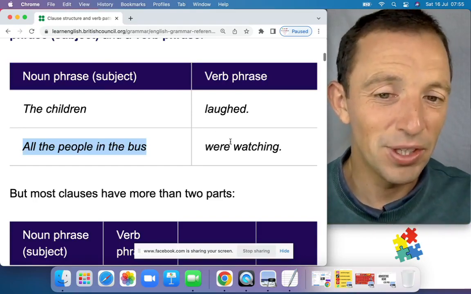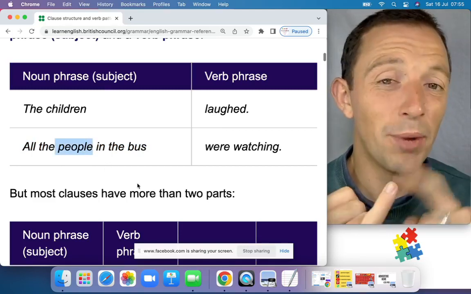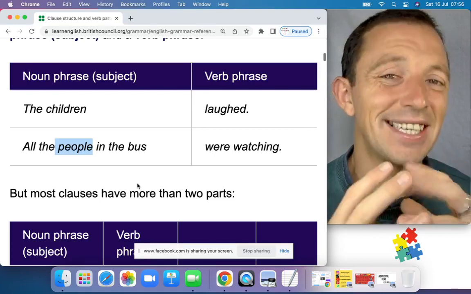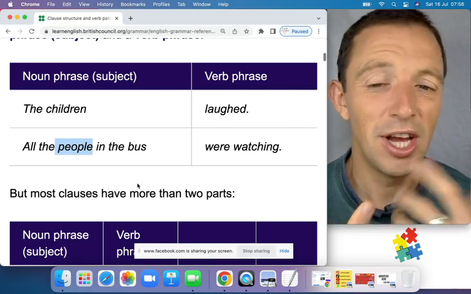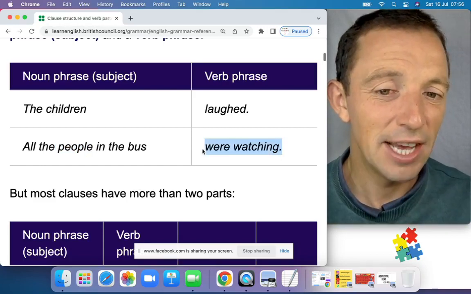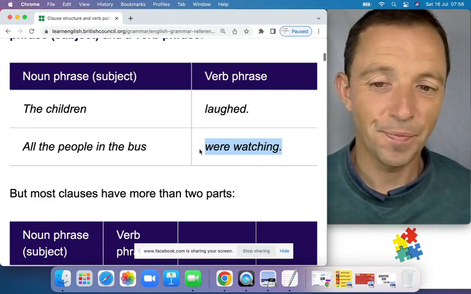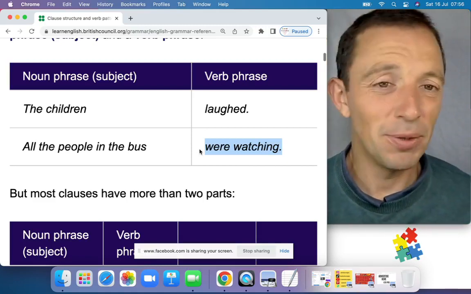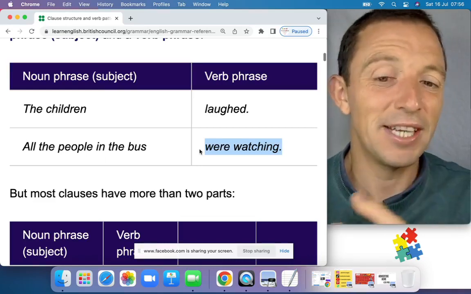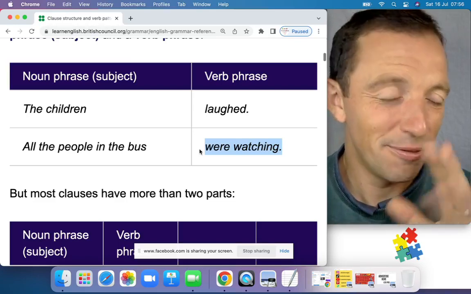So all the people in the bus, again, it's plural, irregular: one person, two people, one person, six people. Singular is person, plural is people. And the verb phrase for this particular clause is were watching, and this is the past continuous. So all the people in the bus were watching. That's the subject or noun phrase plus the verb, which is also known as the verb phrase.